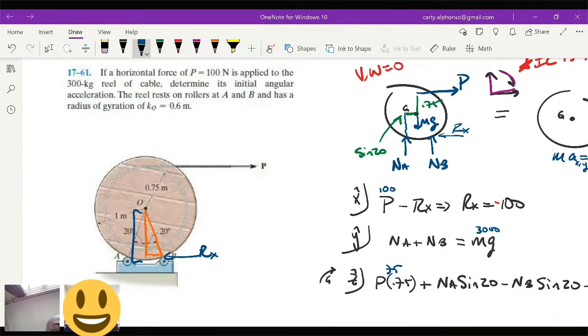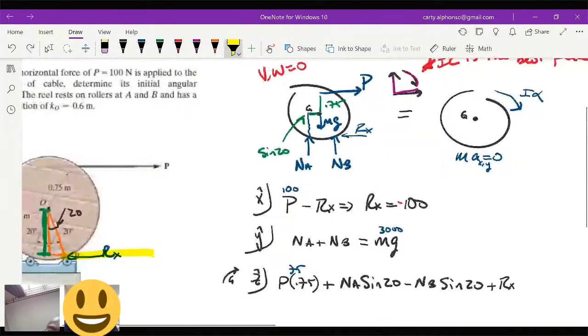Why is it cosine of 20? Because this angle right here is 20 degrees. So it looks like this. That's the 20. So I need the cosine of 20 because I want to get this section. That section comes from the cosine. Because I got X and I need this perpendicular, which will be that green line. Make some sense? And then it's NA minus NB.